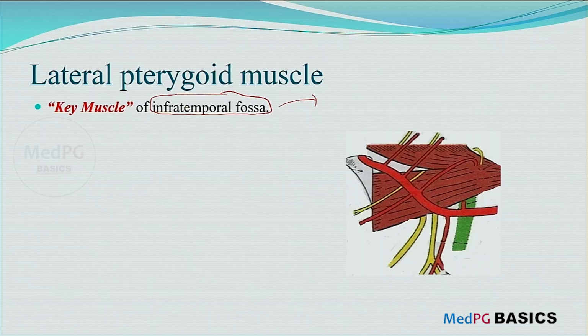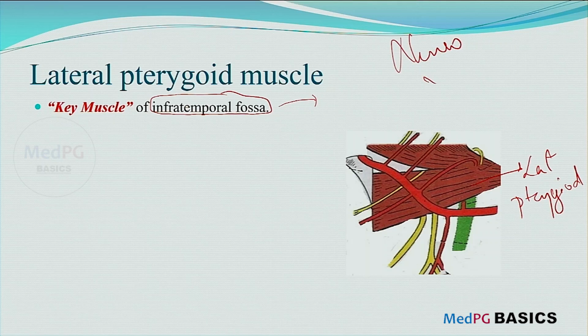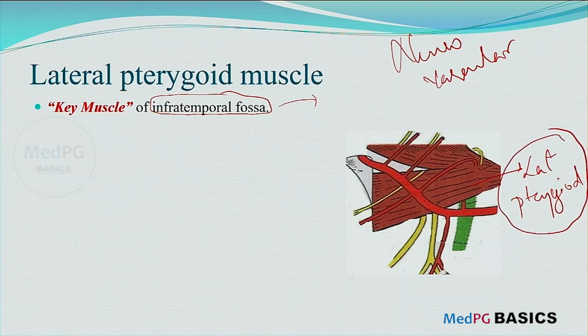Here in this picture you can see the lateral pterygoid muscle, and you can see the lateral pterygoid muscle is related to numerous neurovascular structures. So on identification of the lateral pterygoid, you can easily identify the neurovascular structures in the infratemporal fossa. That's the reason why we call this lateral pterygoid muscle the key muscle of the infratemporal fossa.